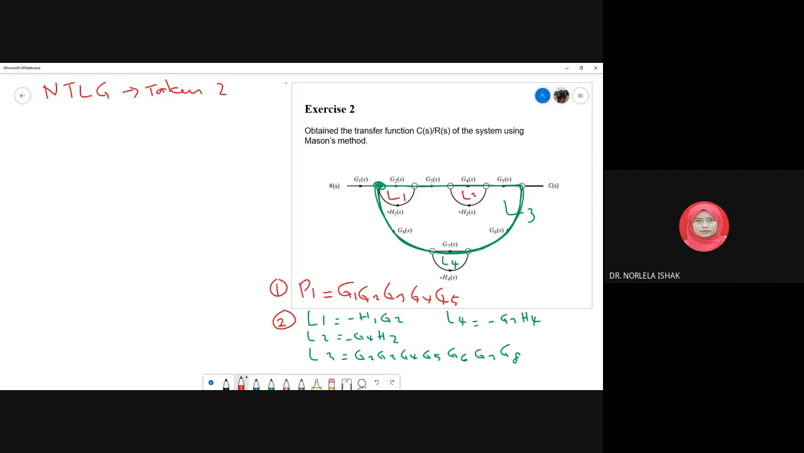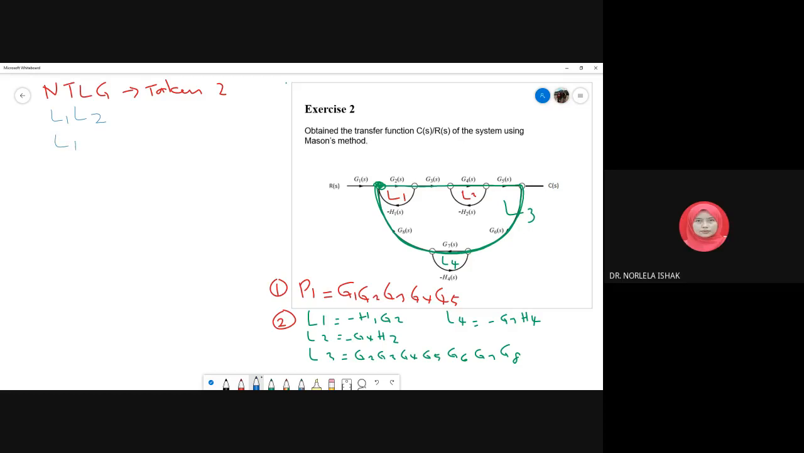Taken 2 meanings ada apa? What is taken 2? Non-touching taken 2 at the time L1, L3. L2. Okay. Sama? L1, L3.